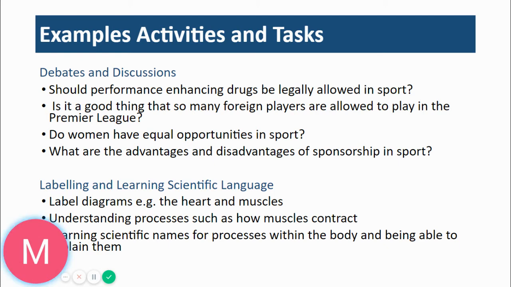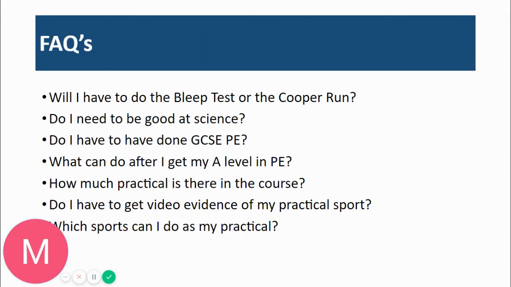As well as having more scientific lessons where you will do things such as labelling diagrams, understanding processes of how muscles contract, there'll be lots of learning of scientific names and being able to explain them. You'll have 3 teachers in Year 12, each specialising in one area: 1 teacher for anatomy and physiology, 1 teacher for sports psychology, and 1 teacher for contemporary issues in sport.